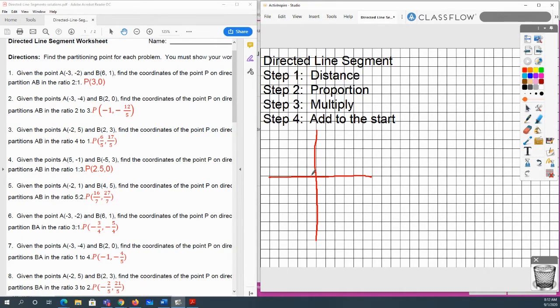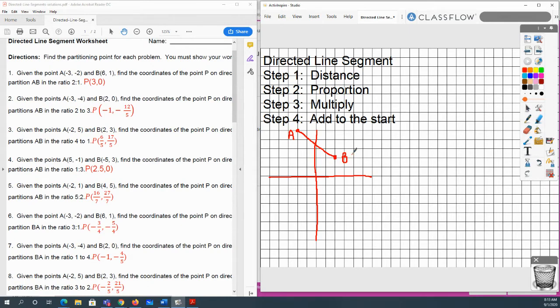So I'm going to plot -2, +5. Should be here. And then +2, up 3 here. There's my stick. Oh, I'm glad we're doing this one. This one's a little different. And this is point letter A, letter B.